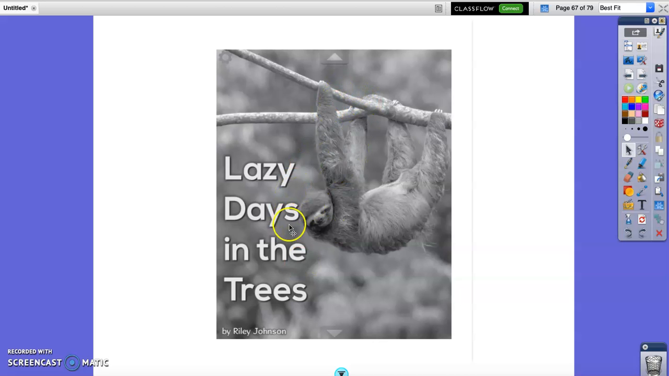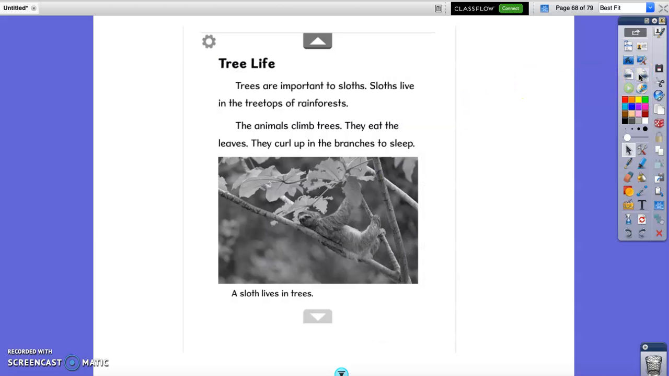Does anybody know what kind of animal that is? Do you know what kind of animal that is? It's a sloth. Good. And they are lazy, so let's read about them. So this says tree life. So this is what this section of the story is going to be about, okay? Trees are important to sloths. Sloths live in the treetops of rainforest. The animal climbs trees. They eat the leaves. They curl up in the branches to sleep.